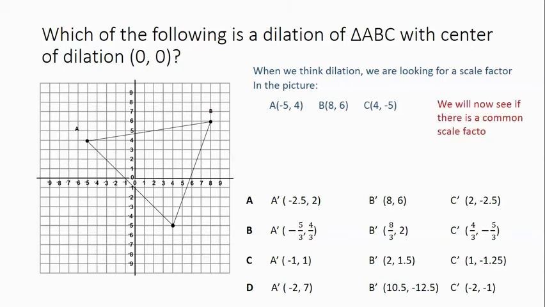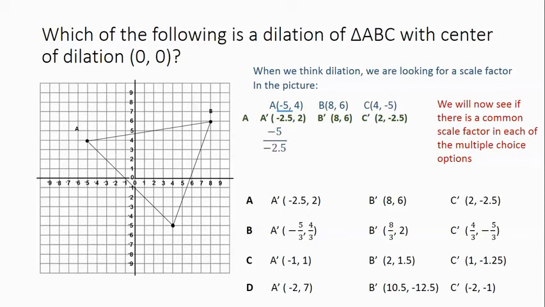We will now see if there's a common scale factor in each of the multiple choice options. For example, let's look at option A first. So to get the scale factor, we'll take each x and divide it. So from A to A prime, we'll take -5 divided by -2.5. And we see that that scale factor would be 2. Now let's take the y values of A and A prime. 4 divided by 2 is also 2.